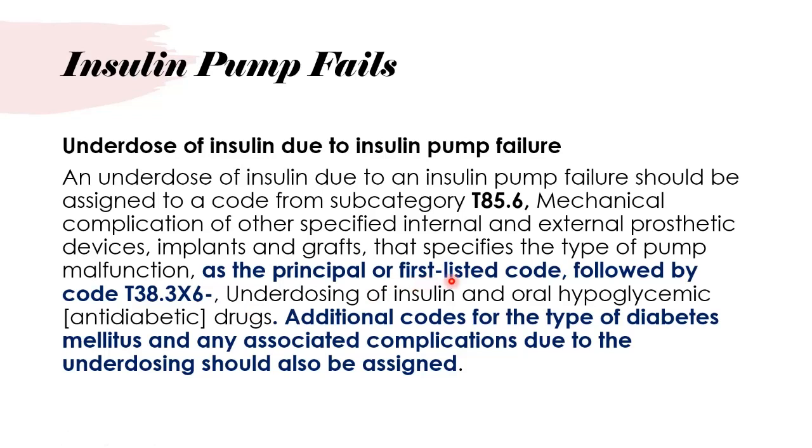And the code would be followed by T38.3X6, underdosing of insulin and oral hypoglycemic drugs. And then you would code additional codes for the type of diabetes and any complications due to underdosing. So again, if the pump underdoses the patient, you're coding from T85.6, followed by T38.3X6, additional codes for the type of diabetes, complications due to the underdosing. That would be the sequence.